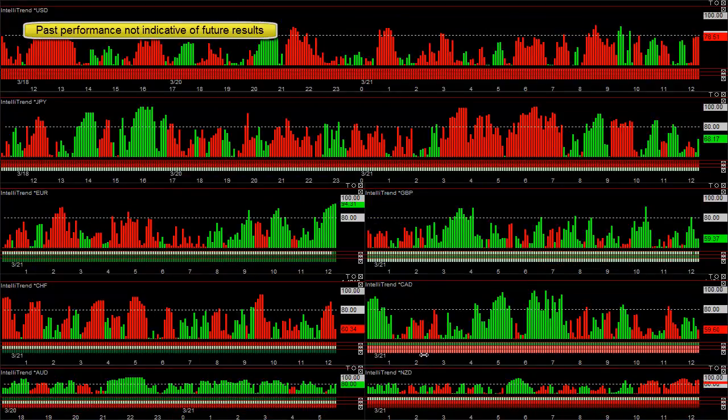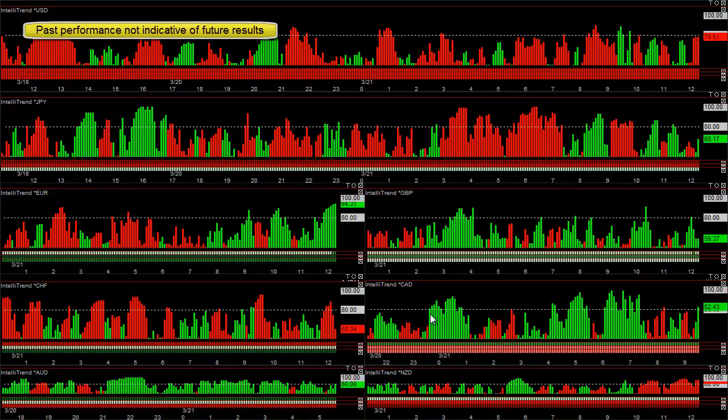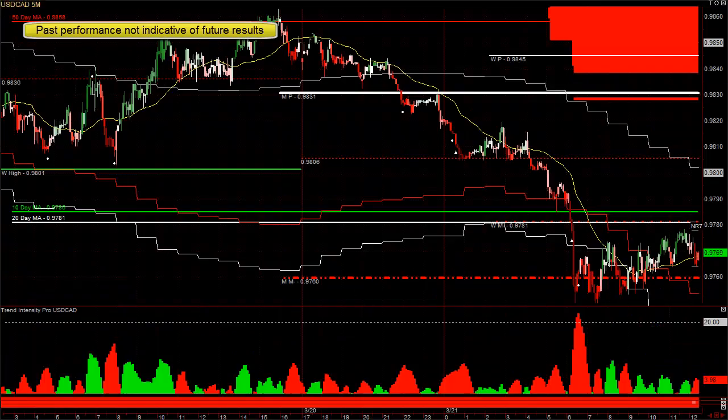Now the CAD, the weekly and monthly trend's down. The daily trend is very strong. It was extremely strong today. So the dollar CAD, weak dollar, strong CAD. The CAD was one of the stronger pairs, and it just basically trended down all day.